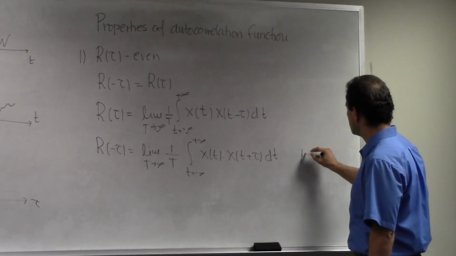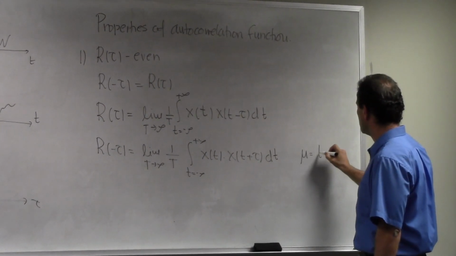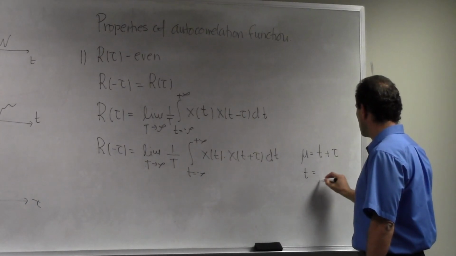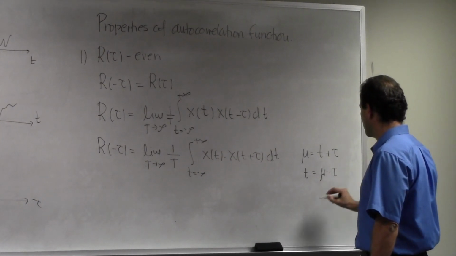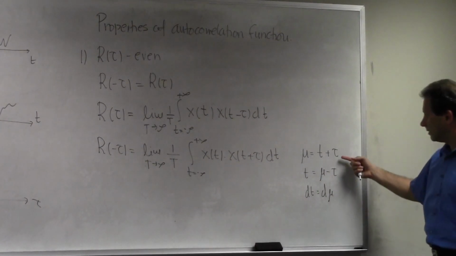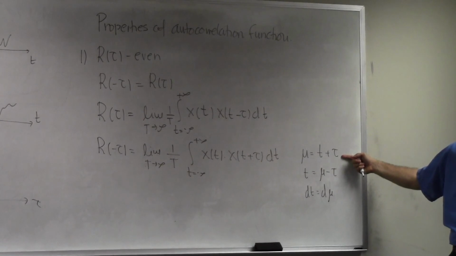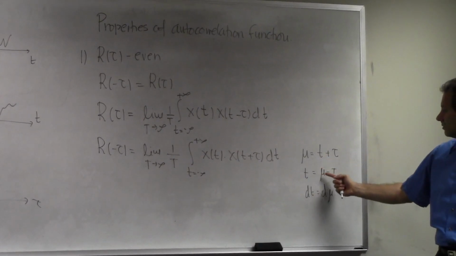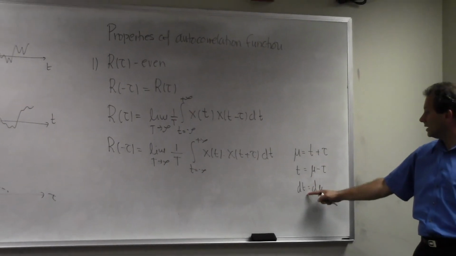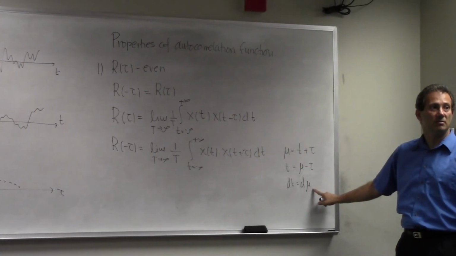But let's introduce the substitution where mu is equal to t plus tau. Then t is going to be equal to mu minus tau, just taking the tau to the other side. And dt is going to be the same as d mu.